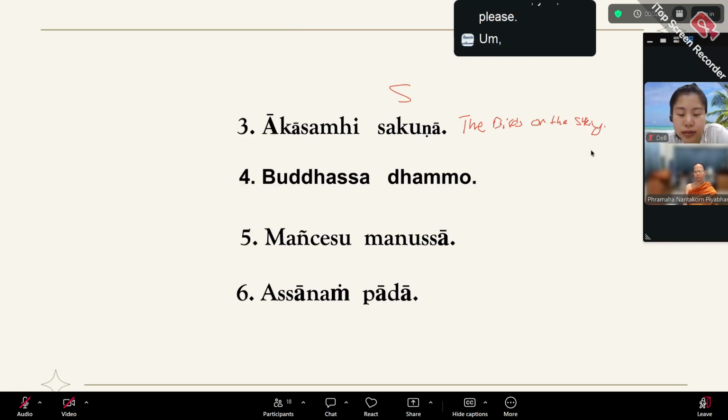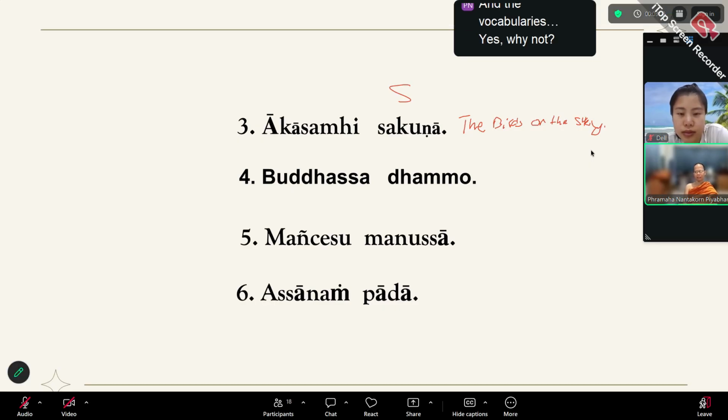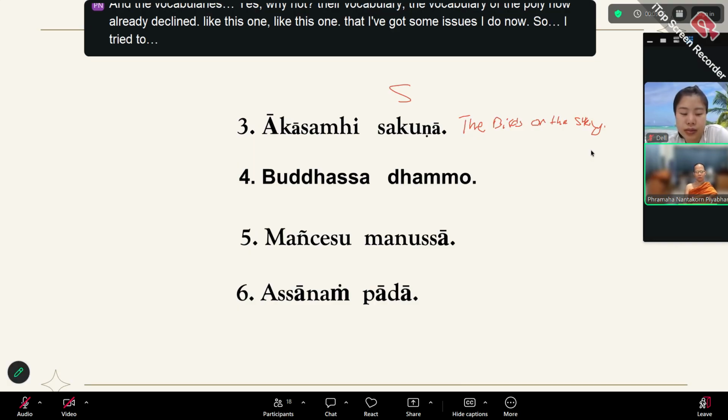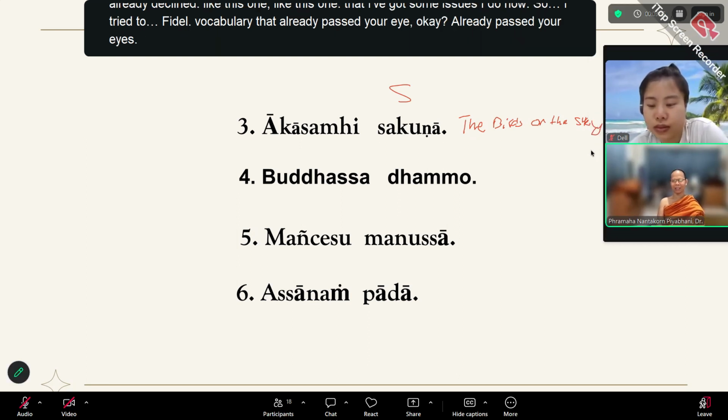Yes, please. Sorry. During the exam, are you giving the meaning of the vocabulary, or do we have to memorize all the vocab? The vocabularies. Yes, why not? The vocabulary of the Pali now already declined, like this one, the Agasamhi Sakuna. So I try to find the vocabulary that already passed your eyes, okay? I try, but maybe not the same case.